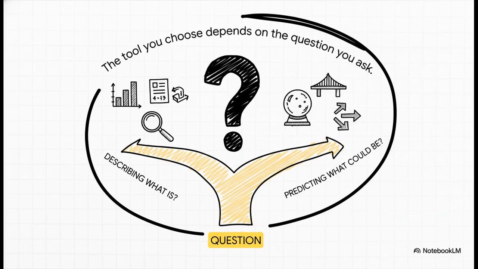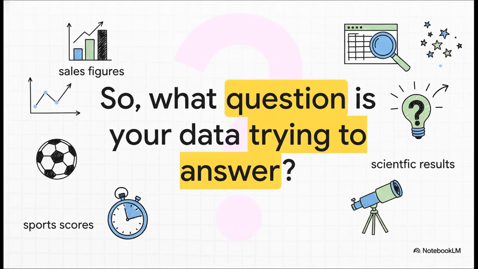Are you just trying to describe a situation that's already happened? What is? That's descriptive. Or are you trying to use that info to predict or guess what could be? Well, that's inferential. So the very next time you're looking at a bunch of numbers, doesn't matter if it's sales figures or sports scores or lab results, the first thing to ask yourself isn't what's the average. The first question is, what am I trying to figure out here? What question is this data trying to answer? Your answer to that will tell you exactly where to start.